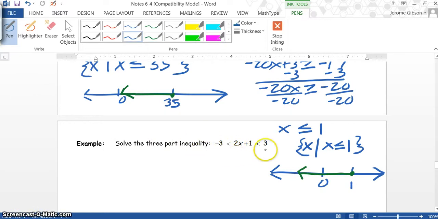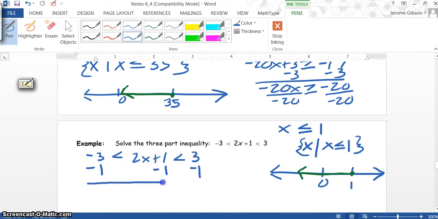Now we look here at this three-part inequality. I'm going to rewrite this so we will have a little bit more space. Now, what we need to do is this here. We typically start in the center and work our way out because we're trying to have x by itself. So we will subtract 1 here, subtract 1 here, and subtract 1 here. You subtract 1 on all three sides. So we get negative 4 is less than 2x, which is less than 2.